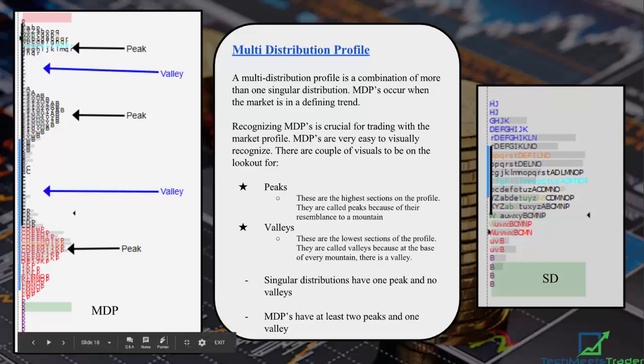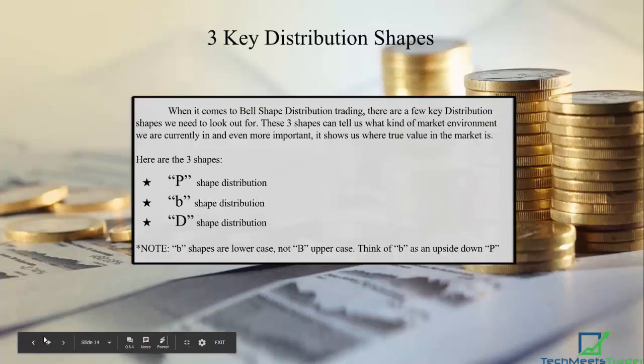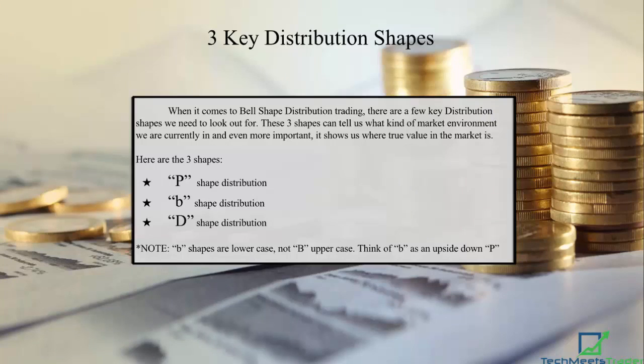In the example here, we have a multi-distribution profile with 3 peaks and 2 valleys, and here just a plain singular distribution profile which has 1 peak and no valleys. Before we move on to the next section, I want to go back and highlight one line. When we were looking at 3 key distribution shapes, we look for these shapes to see what type of market environment we're currently in, but most importantly, it also shows us where true value lies in the market.